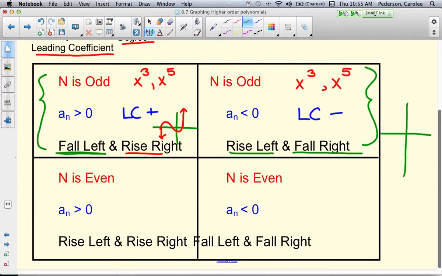So if I look at this as a graph, remember those are going to be snakes. It's going to rise on the left and fall on the right. So then a little squiggle will happen, something like that. That's the shape. This is the end behavior, rising on the left, falling on the right.